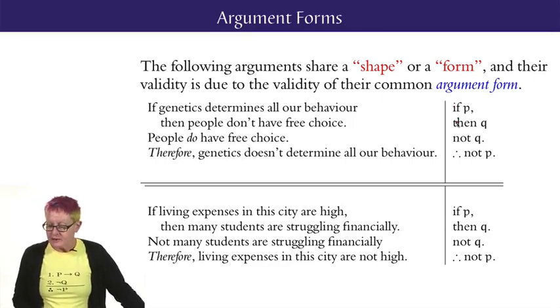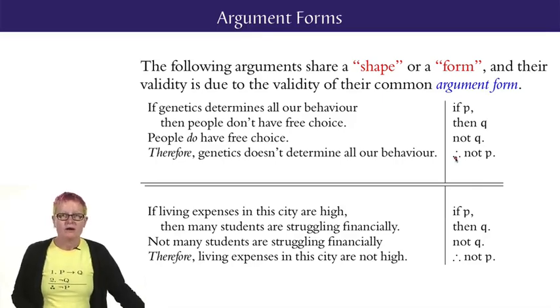First premise, if P then Q. Second premise, not Q. Conclusion, not P. The three dots in a triangle symbol is a standard abbreviation for therefore, to mark the conclusion. You may have seen it before.